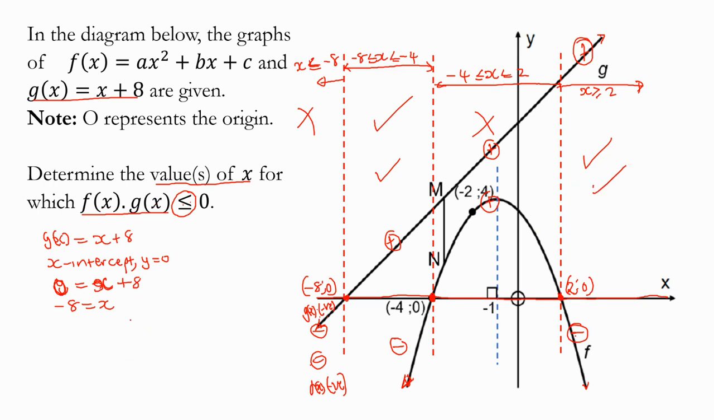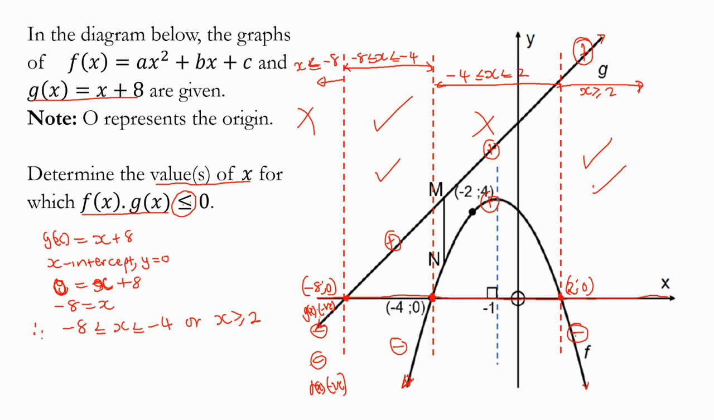Therefore, we want the values of x for which f of x times g of x is less than or equal to 0. So the answer is from -8 to -4, or x greater than or equal to 2, not -2, 2.